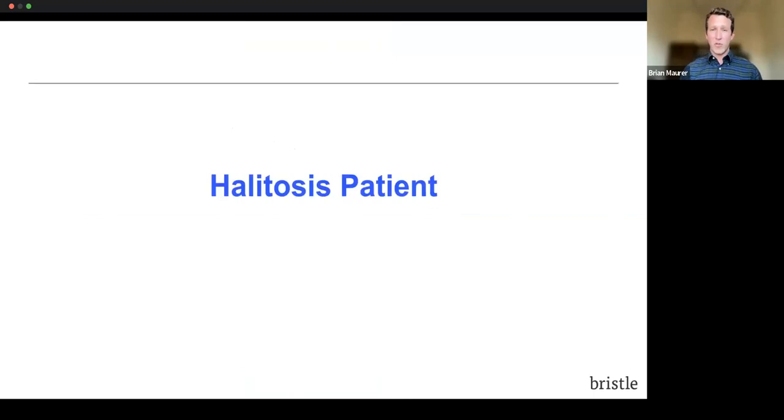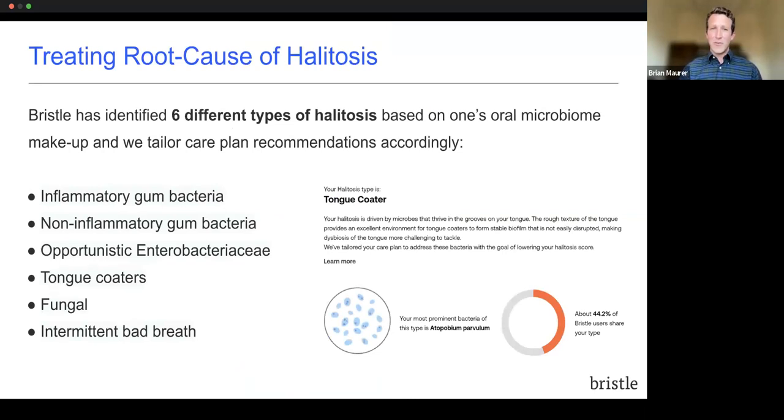Another common use case we see with the Bristle test is patients with halitosis. And halitosis we know can be very frustrating. Patients can try all sorts of different approaches and often not see results because what we've found is halitosis isn't a one-size-fits-all condition. We've actually been able to identify 6 different types of halitosis based on oral microbiome results. So based on the bacteria that we detect in the mouth that release volatile sulfur compounds, we can start to give insights into which types of treatments will be most effective for that patient.